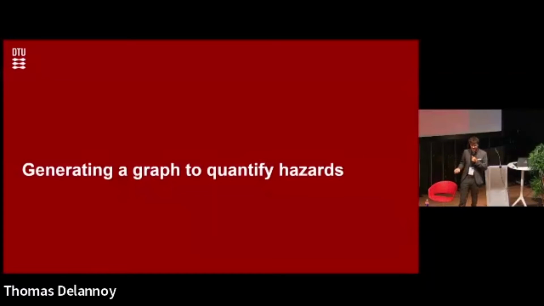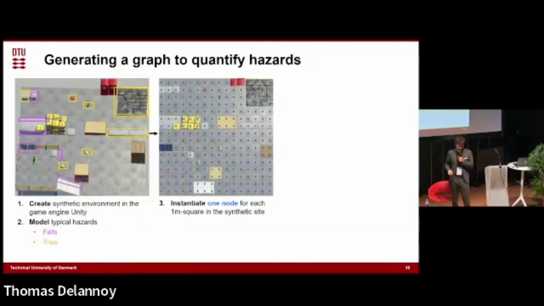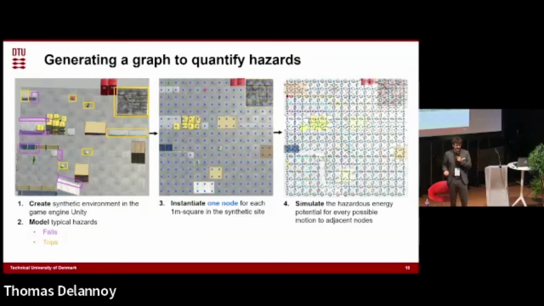Using these concepts, we come up with a novel graph structure to quantify hazards. And in this study, we propose a method where we create a synthetic environment in the game engine Unity and model typical hazards, in this case falls and trips, which amount to a large number of accidents on construction sites. In the next step, we instantiate knots for each location in the construction site. In this case, we used 1 meter squares, but it could be much less or also more. And in the next step, we then simulate the hazardous energy.